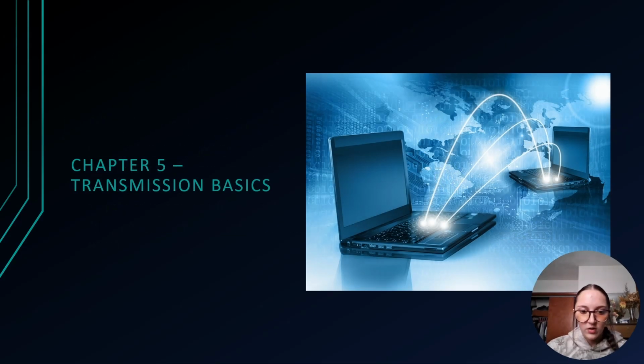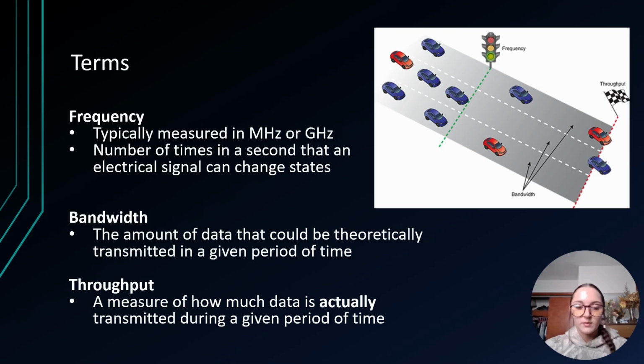And then for chapter 5, I'll cover some transmission basics. So some basic terms are frequency, which is typically measured in megahertz or gigahertz. And this is the number of times in a second that an electrical signal can change states. Bandwidth is the amount of data that could be theoretically transmitted in a given period of time. And throughput is a measure of how much data is actually transmitted during the given period of time. So this diagram kind of shows that in an easy to see way.